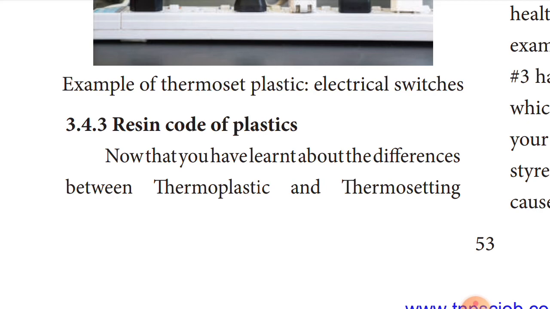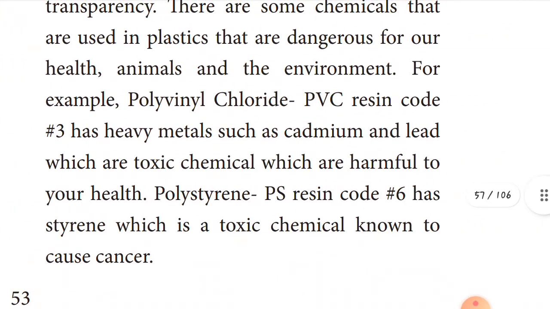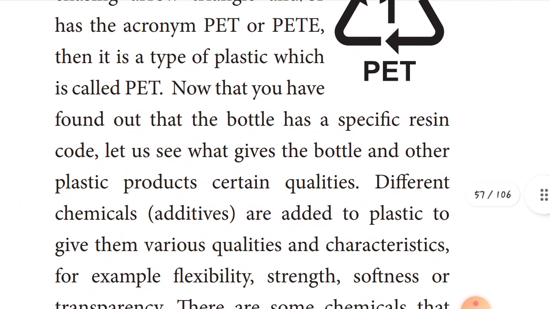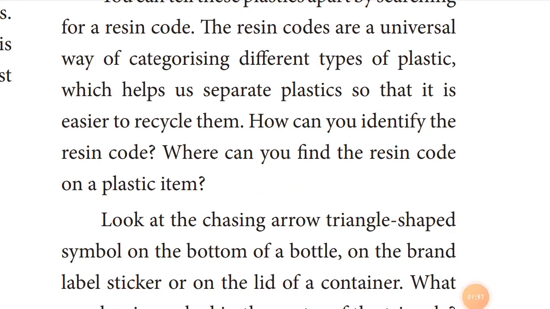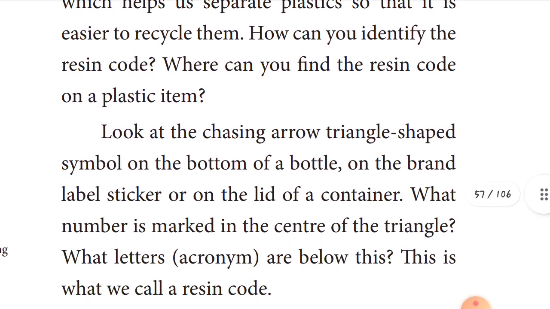Resin code. You see the resin code of plastics, children. You are using it nowadays. We can tell plastics apart by their resin code, children. What is resin code, children? The resin codes are a universal way to categorize the different types of plastics, which helps to separate the plastics so that they are easier to recycle. So how can we identify the resin code, children? Where can we find the resin code on a plastic item, children?